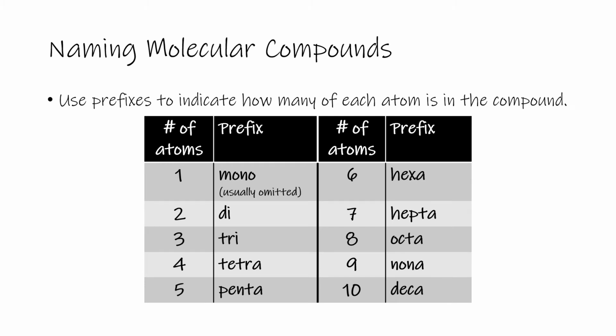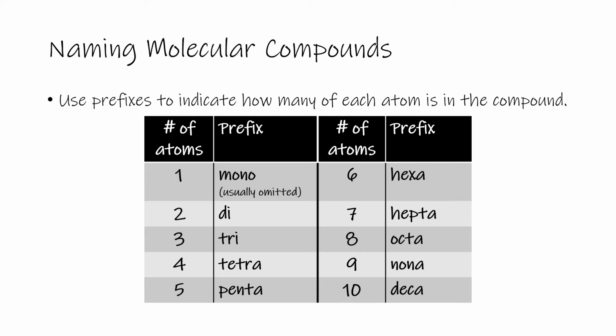So to name molecular compounds, we are going to use prefixes to indicate how many of each atom is present in the compound. I have a table here of the prefixes for up to 10 atoms. These are prefixes that you need to memorize.